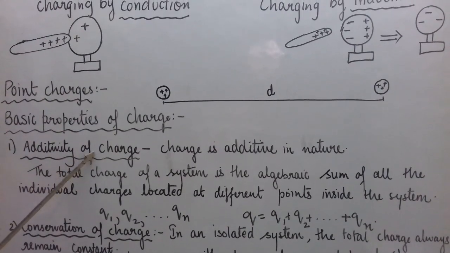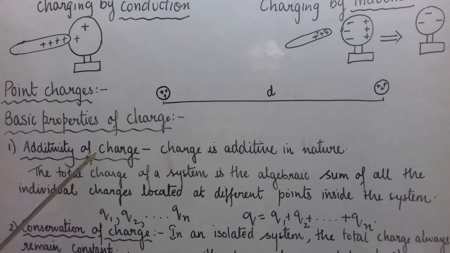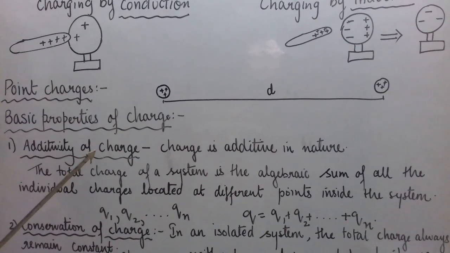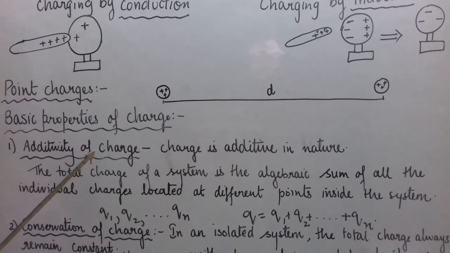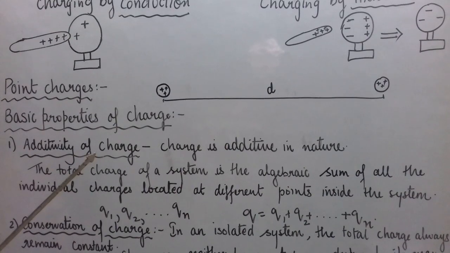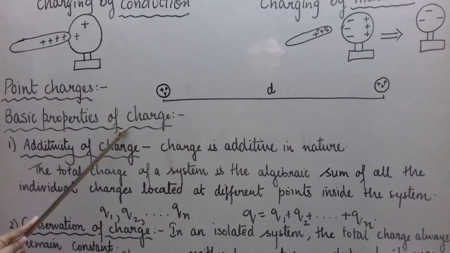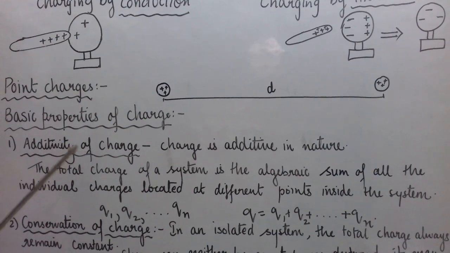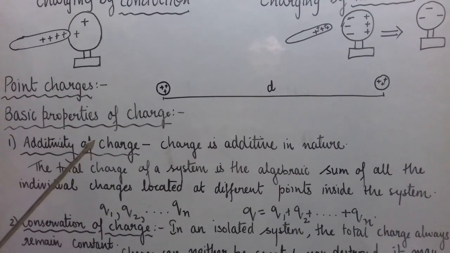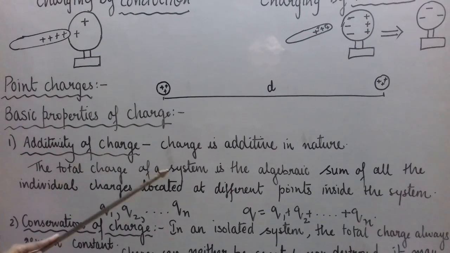It means actually if in a system you have 10 bodies and they are all charged, then what will be the total charge of the system? You have to take the charge of each body. Let us say Q1, Q2, Q3, up to Q10. These are the charges of the 10 bodies. Generally, charge is represented by small q. So what will be the total charge small q? Q1 plus Q2 plus Q3 up to Q10. That will be the charge of the system.